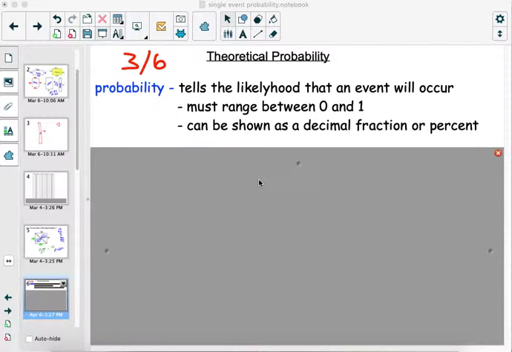Alright, probability tells the likelihood that an event is going to happen. The number must be between 0 and 1. So could it be a decimal like 0.5? Yeah. Give me an example of something that has a 0.5 probability. What's something that happens that would have a 0.5 chance of happening?